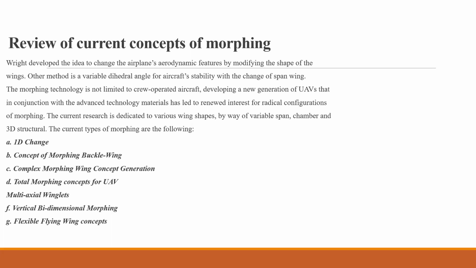camber, and 3D structural change. The current types of morphing available are the 1D change, concept of morphing buckle wing, complex morphing wing concept generation, total morphing concept for UAV, multi-axial winglets, vertical bidimensional morphing, and flexible flying wing concepts.